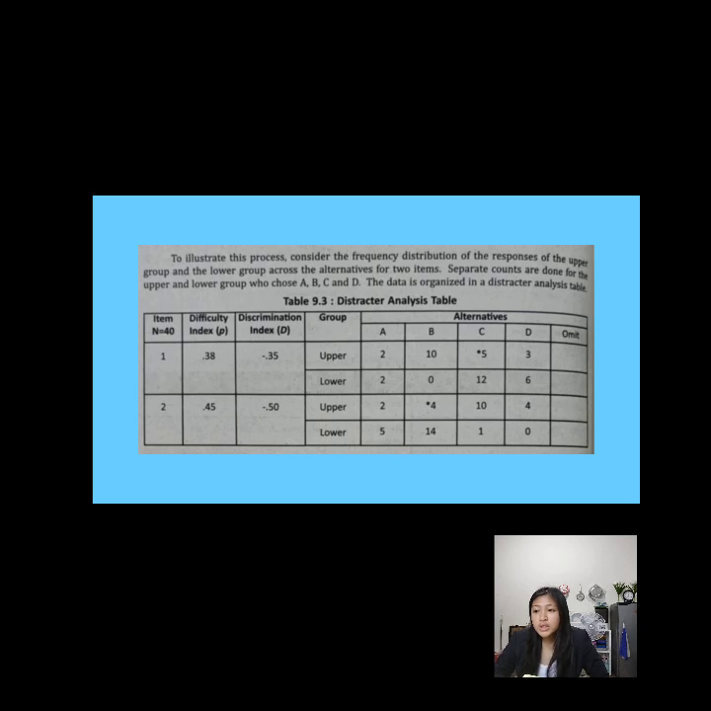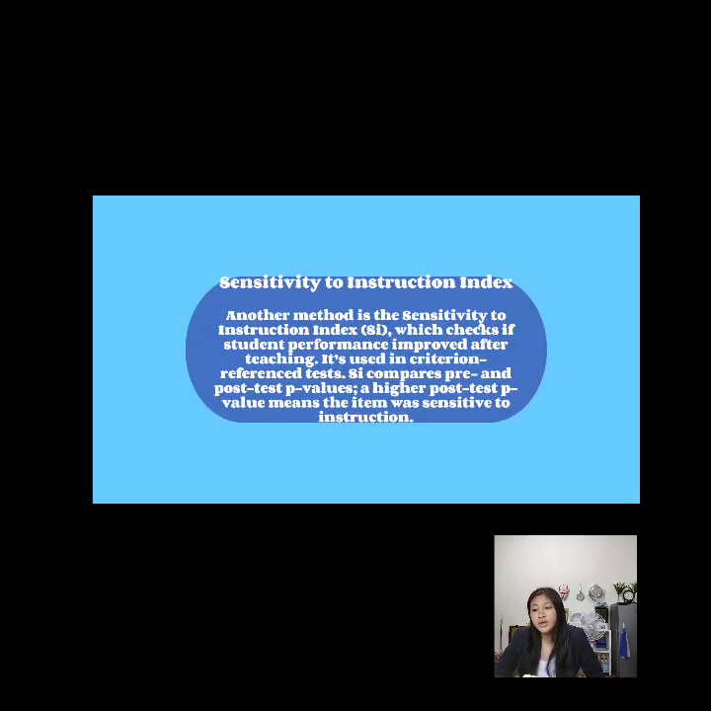Let's move on from that. This will be the last approach, which is the sensitivity to instruction index, or SI, which checks if students' performance improves after teaching. This means that this item statistic is a tool used to determine if the result after instruction is positive or negative. It's used with criterion-referenced tests. SI compares pre-test and post-test p-values. A higher post-test p-value means the item was sensitive to instruction.